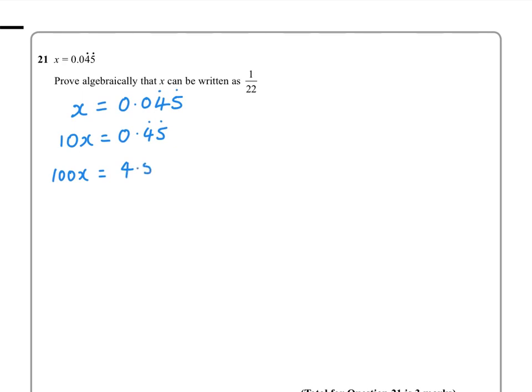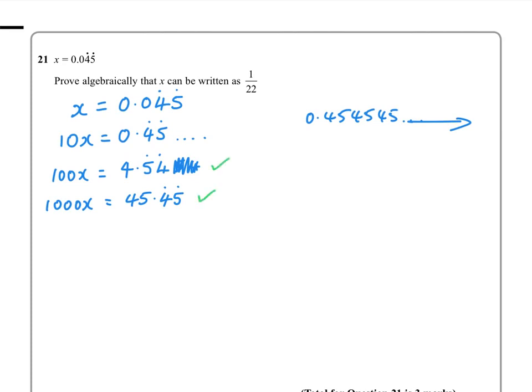and you'd have 4.5. Now think, this would carry on here as 0.454545 and so on. So there'd be a 4 here, and then there'd be another 5, then there'd be a 4. So really the part that recurs after the decimal point would be written like that. And then if you do 1000x, i.e. timesing it by 10 again, you'd get 45.45 recurring.